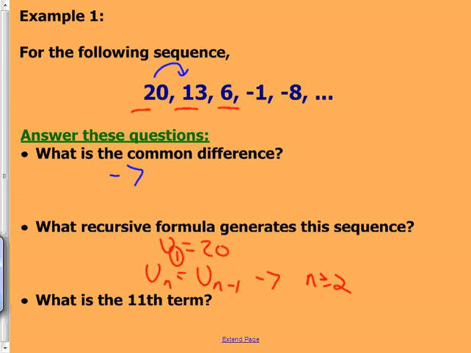And 1, 2, 3, 4, 5, that's the 5th term, u sub 5. You're going to learn how to do this in the calculator so you don't have to actually go out to the 11th term and keep going. And just all you have to do for right now, from what I've taught you, you just keep subtracting 7 each time. This will be -15. Subtract 7 again, -22, etc.